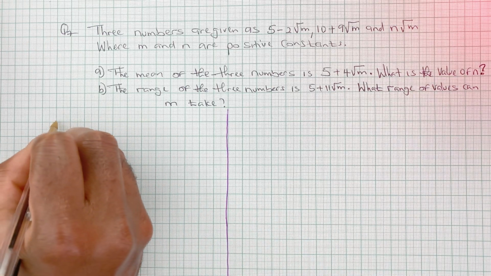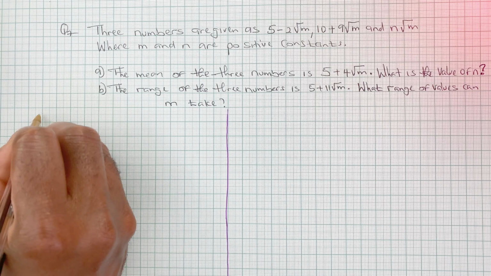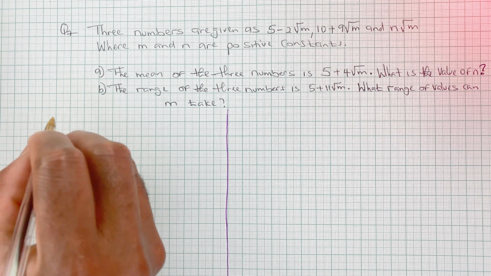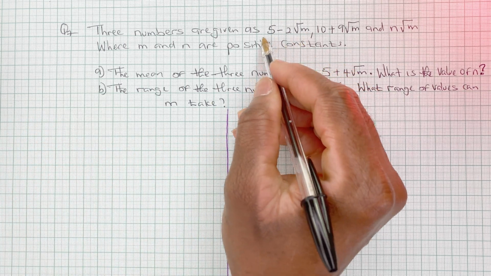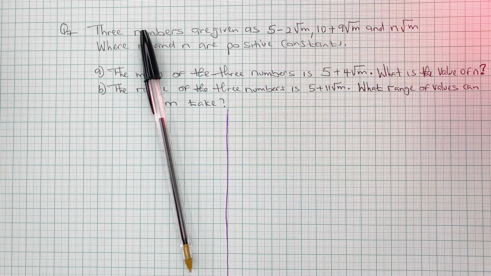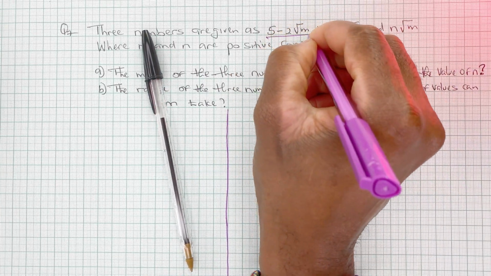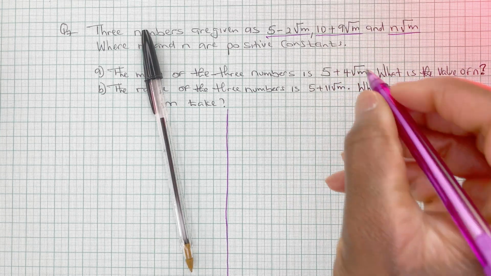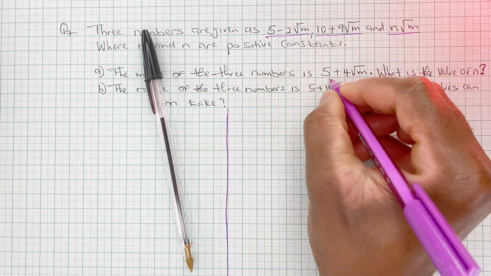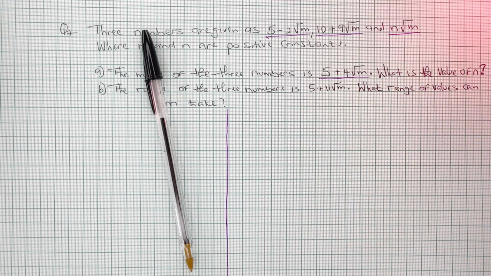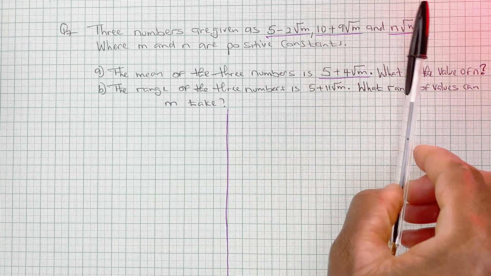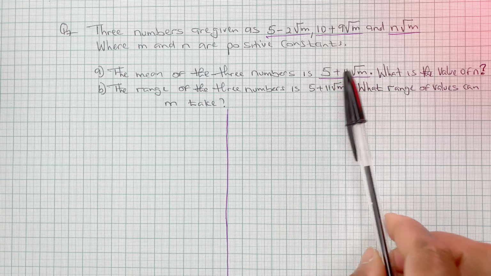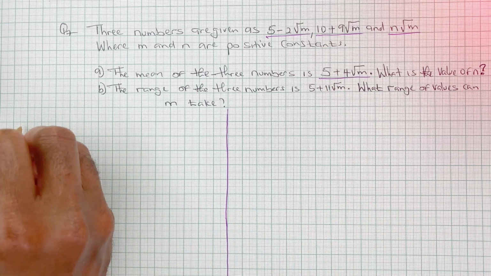So I'm going to do question A here. Now, because I've got 3 numbers, the first number is that one here, the second number, and the third number. And these numbers have a mean of that. So that means if I add all 3 numbers and divide by 3, I should get that. So I need to set up that equation.